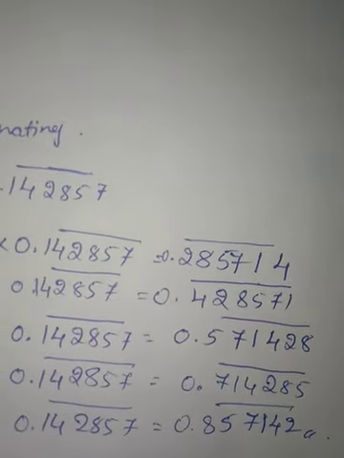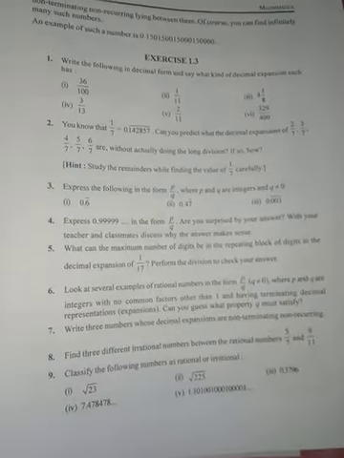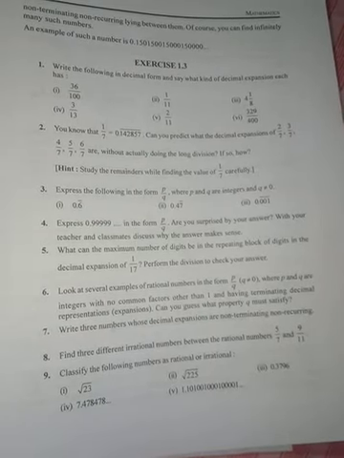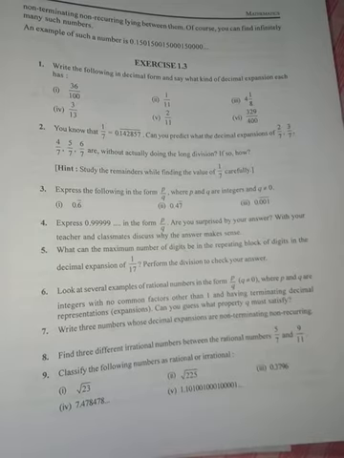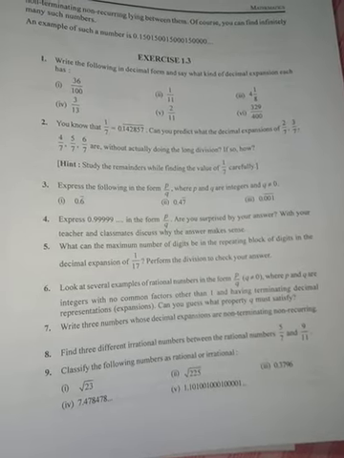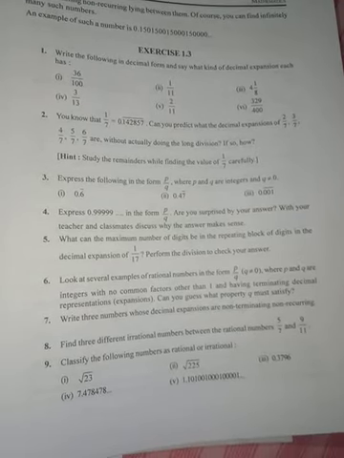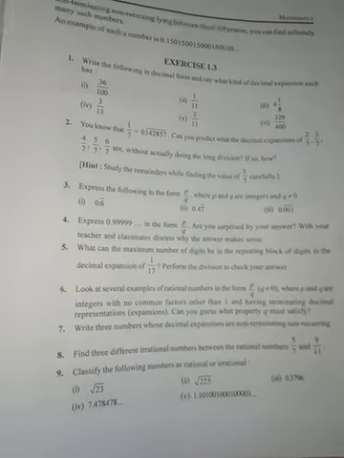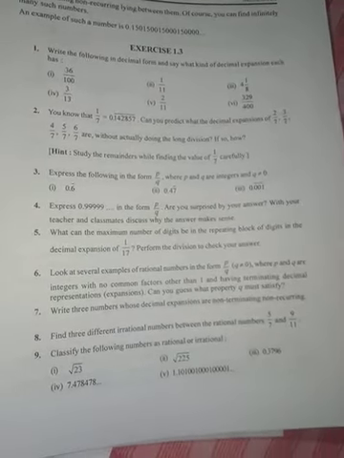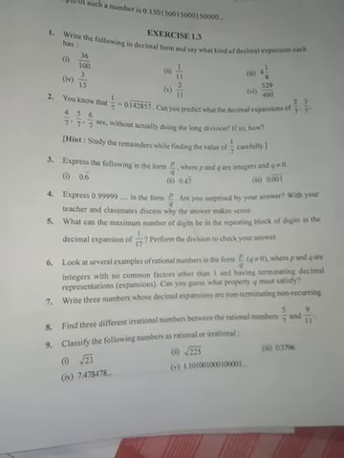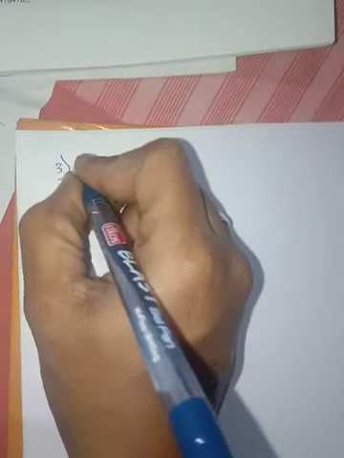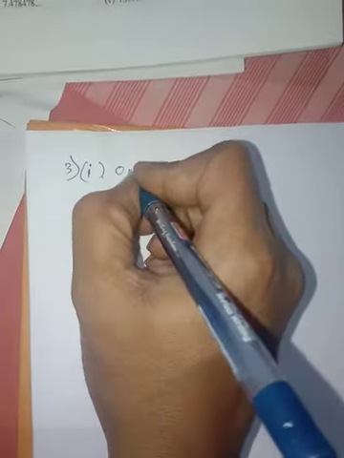I will move to the third one. What have they given in the third question? Express the following in the form p by q, where p and q are integers and q is not equal to 0. You know the definition, that is, rational numbers are numbers having the form p by q where q is not equal to 0. We have to express 0.6 (recurring) in that form. Okay, how to express this one? I will show you.